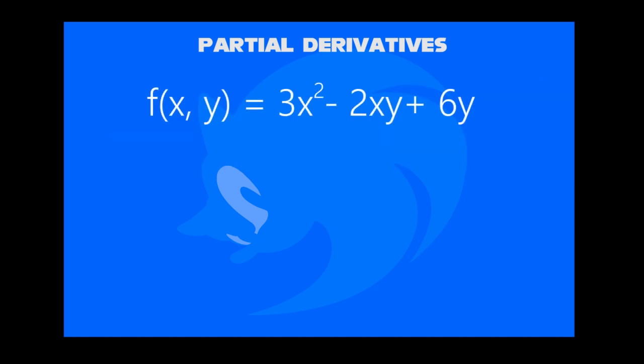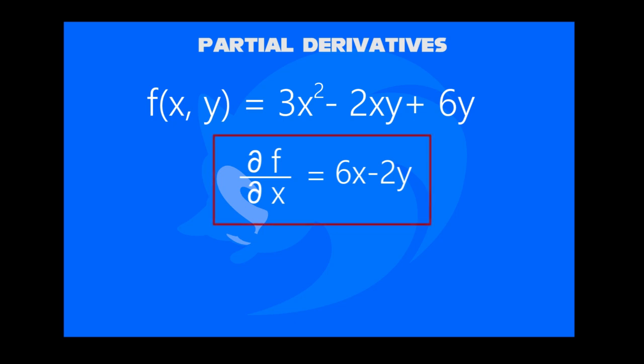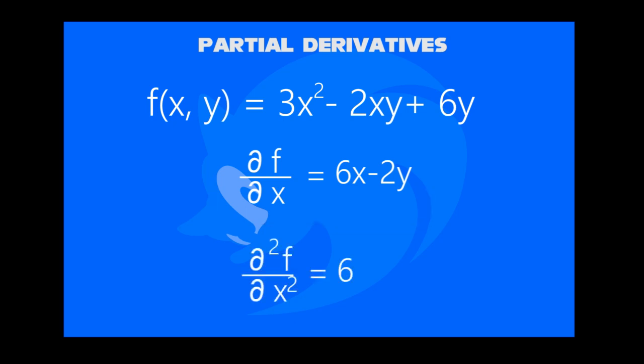For example, consider a polynomial, 3x squared, minus 2xy, plus 6y. All you have to do is put del f by del x, which means differentiating the polynomial with respect to x, we get 6x minus 2y. Again, differentiating can go all the way to 6.